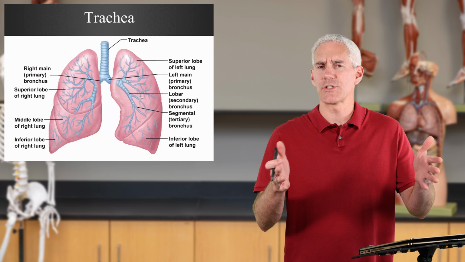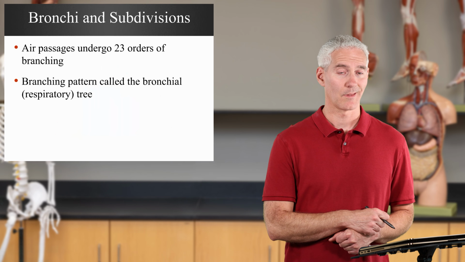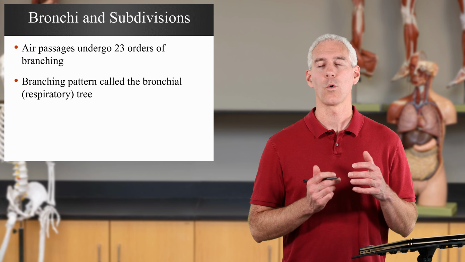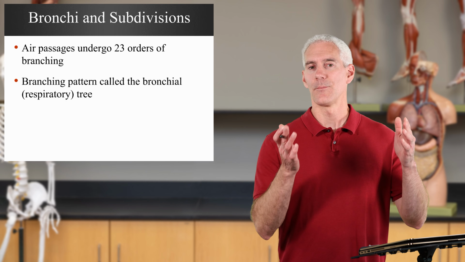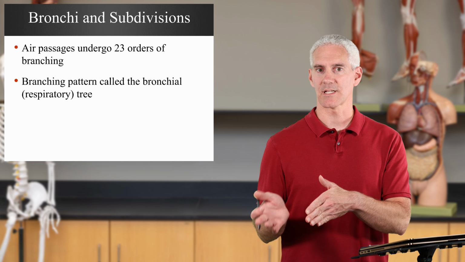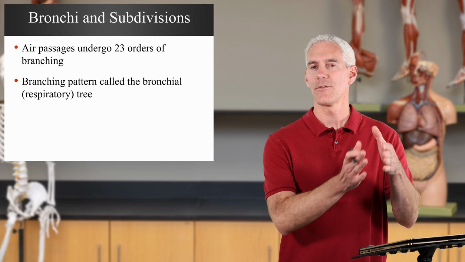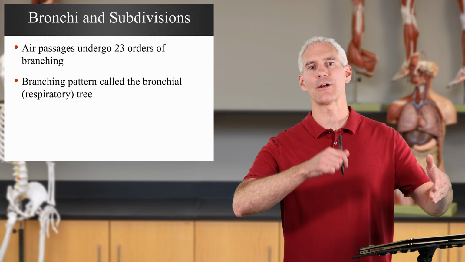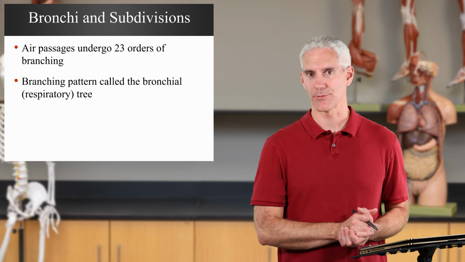So it branches and branches and branches. In total, there's 23 different branching. We're not going through all 23. Primary, secondary, tertiary. Main, lobar, segmental. Whichever way you want to do it. The first 3 branches we have to name. And then we'll name the very end. But for now, the first 3.